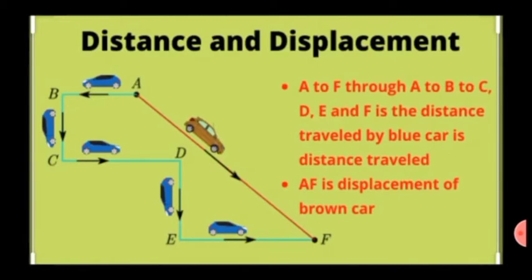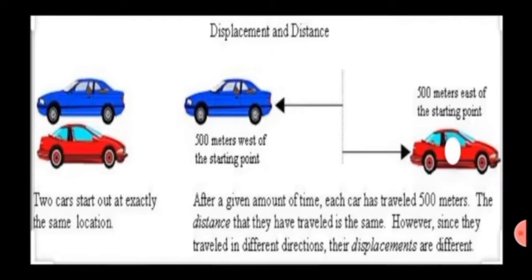Now here in the figure you can see A to B to C to D to E and F. The distance travelled by the blue car is the distance travelled. AF is the displacement of the brown car. Distance and displacement. Another example for displacement and distance.